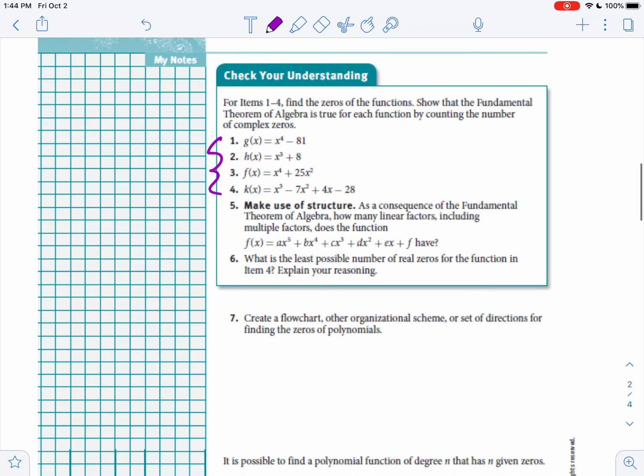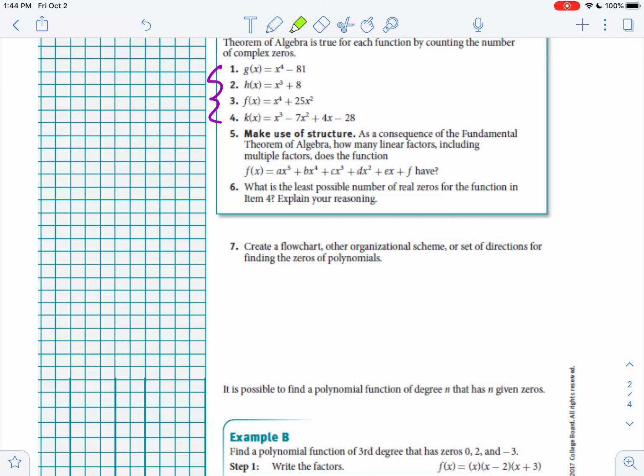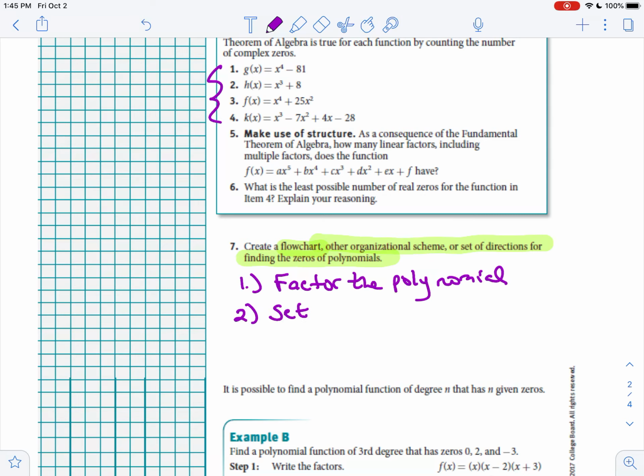Okay, so that's like the first part of our lesson, and we wrap it up by creating a little flow chart. So you want to make a little flow chart or some sort of organizational scheme or a set of directions for finding the zeros of polynomials. Basically, I'm just going to make a list of our 3 steps that we're going to use. So for step number 1, you're always going to want to try to factor the polynomial. Step number 2, you're going to set the factors equal to 0.